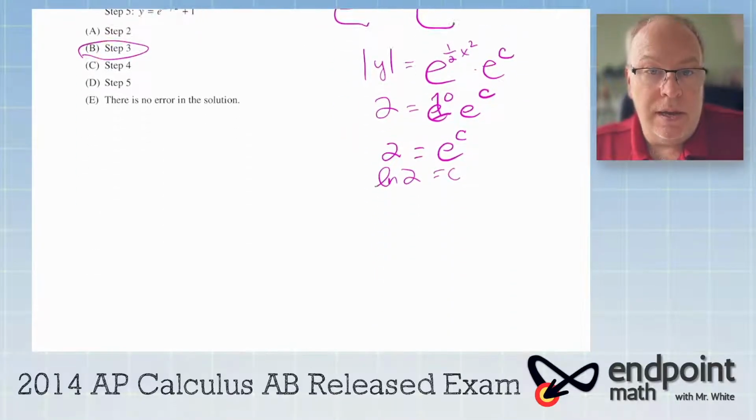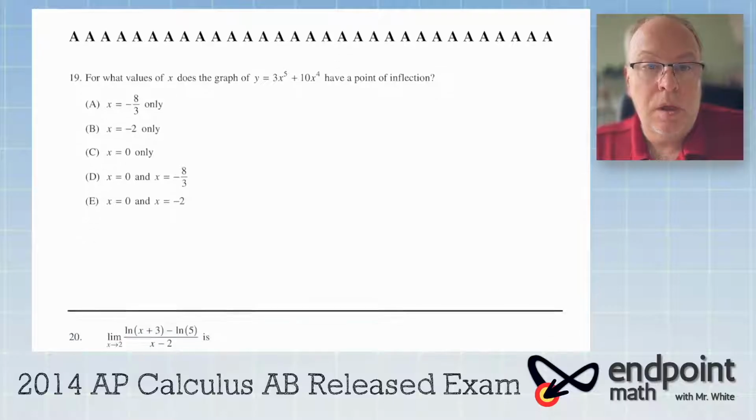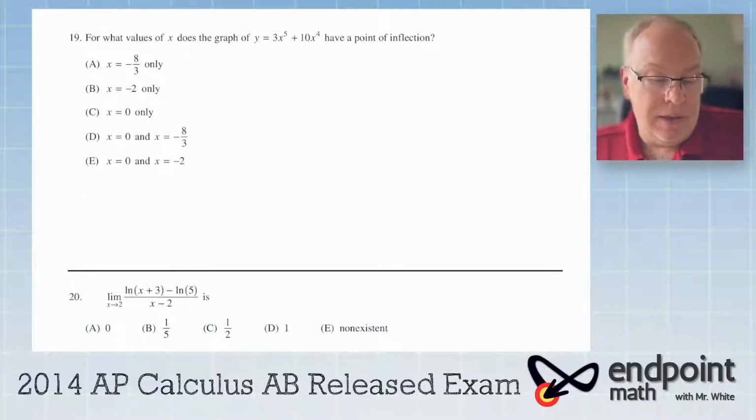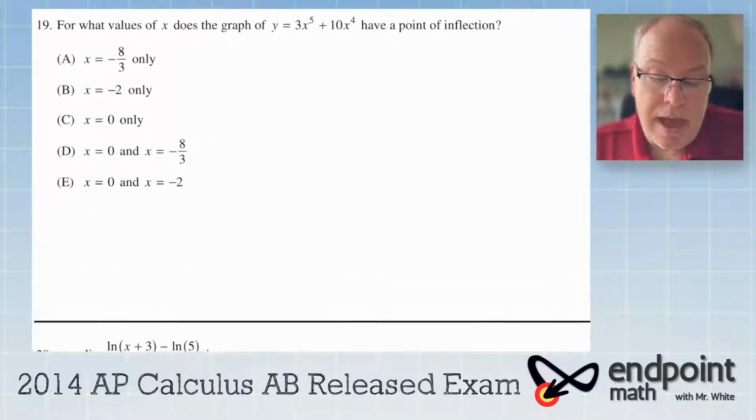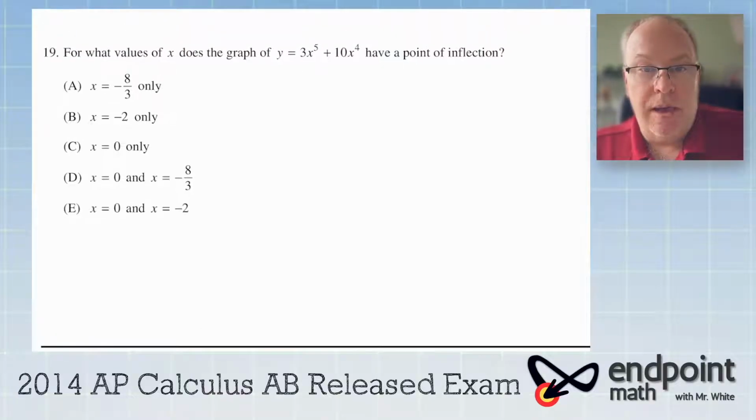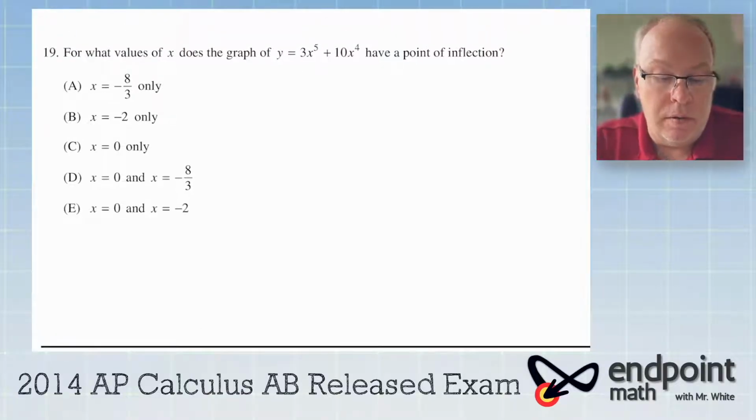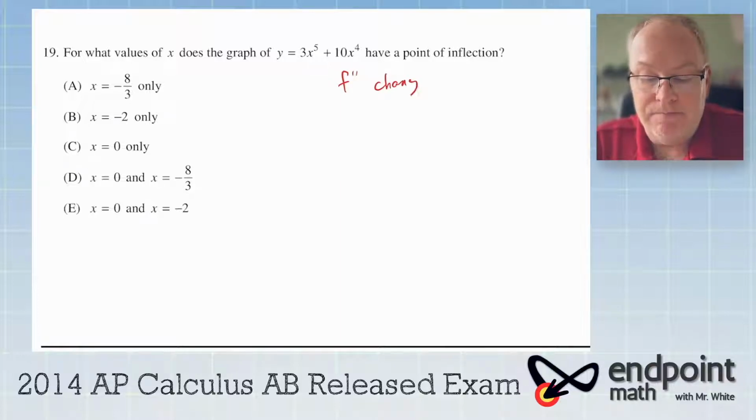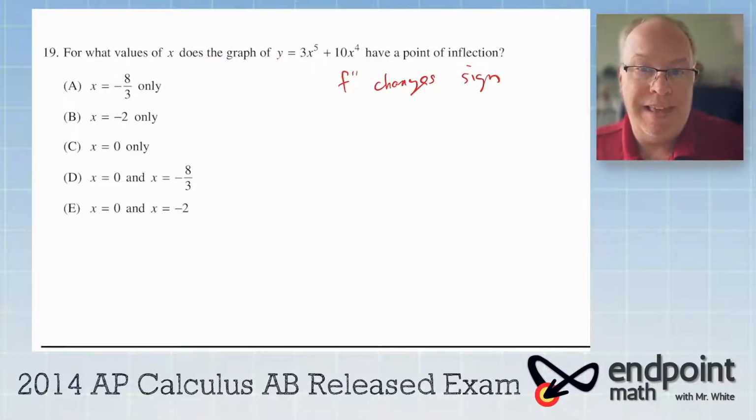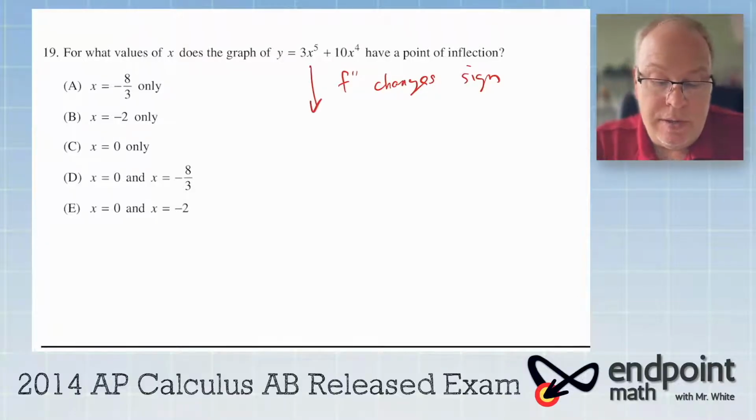All right, moving on to the next one here. For what values of x does the graph have a point of inflection? So ask yourself, okay, so what do we look for here? We look for when f double prime changes sign. So if it changes from negative to positive or positive to negative, that's how we know we have a point of inflection, when the concavity changes, and the second derivative is where concavity comes from. So we've got to find the second derivative, so let's do that.